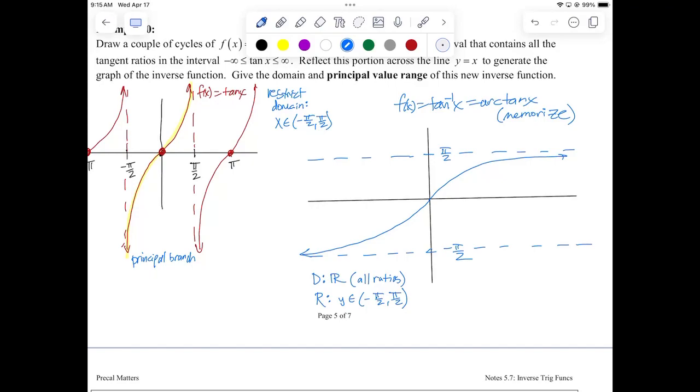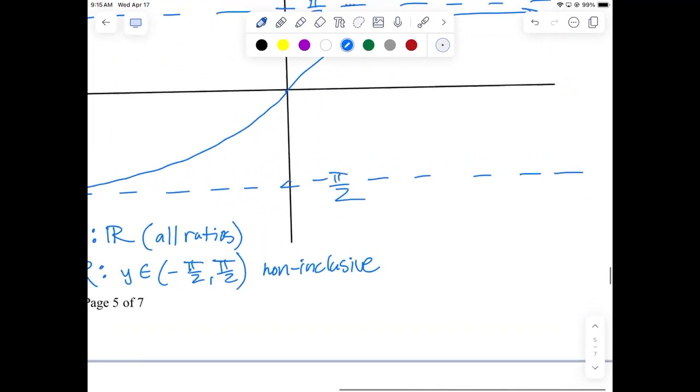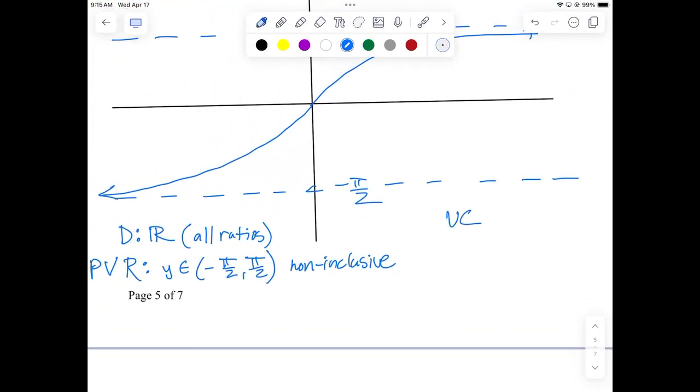See that? Non-inclusive. That's very similar to the PVR. You can put PV in front if you want. PVR. That was very similar to the PVR of which other inverse trig function we've talked about? No. Let's look on the unit circle. Yeah, it has to be arc sine then, doesn't it?